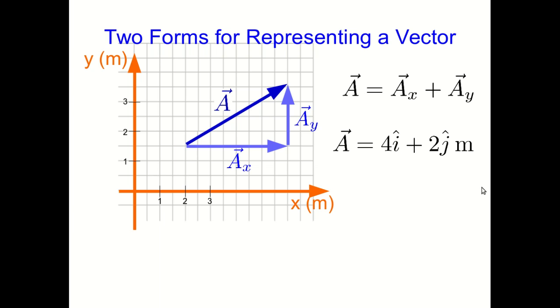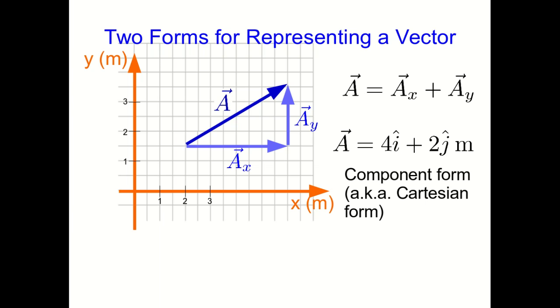So here is this vector, and I've imposed a grid on it, which has allowed me to write down that it is 4i hat plus 2j hat in meters. And you learned to do that way back in an earlier unit of the course, so hopefully you can see that. If you don't, then go back and review that video lecture. In any case, this form of the vector is what we call component form. It's also sometimes called Cartesian form, but there's another way we can represent a vector.